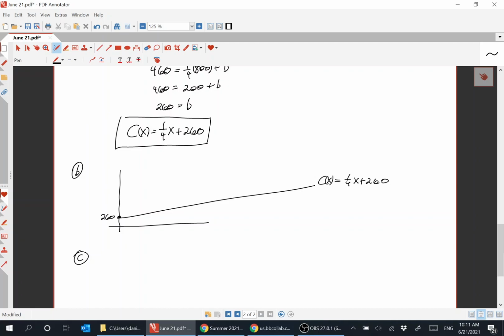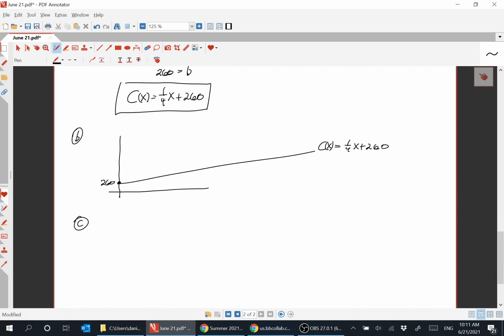Part C, at what rate does Lynn's cost increase for every mile she drives? So cost per mile is 1/4 of a dollar, which is, of course, 25 cents. Let's see what else we've got in these problems here.